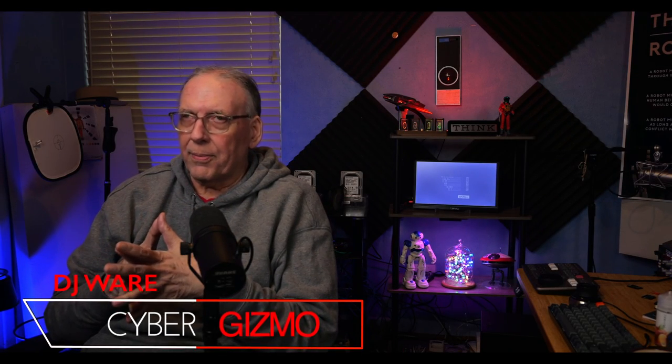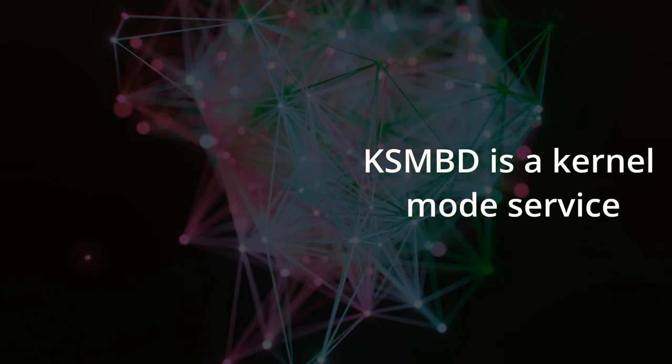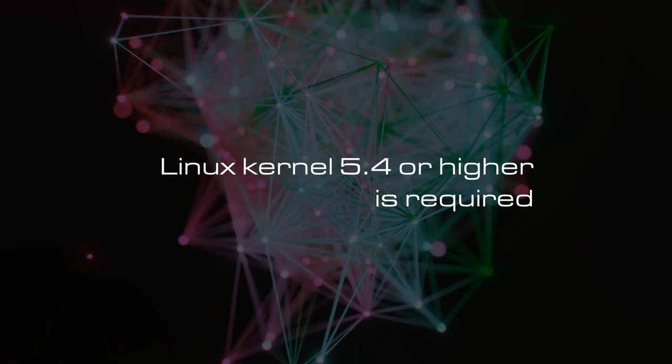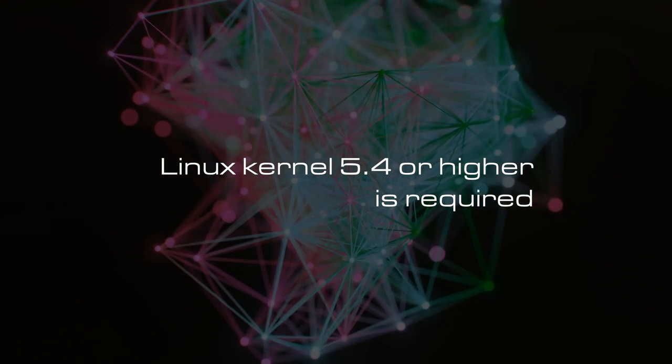Hi, I'm DJ Ware. On this episode of the Cyber Gizmo, I want to talk a little bit about a kernel version of SMBD, which is the Samba protocol, or CIFS. It's a Linux kernel service which implements the SMB3 protocol in kernel space for sharing files across the network. Some of the things required for this is that you're going to have a Linux kernel 5.4 or higher before this will work.